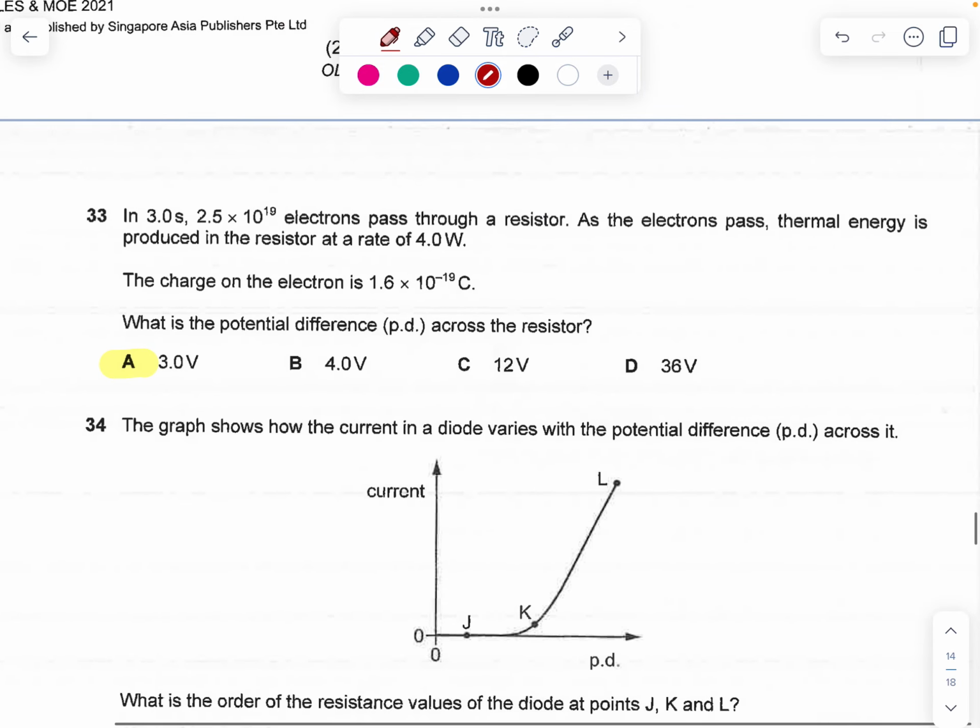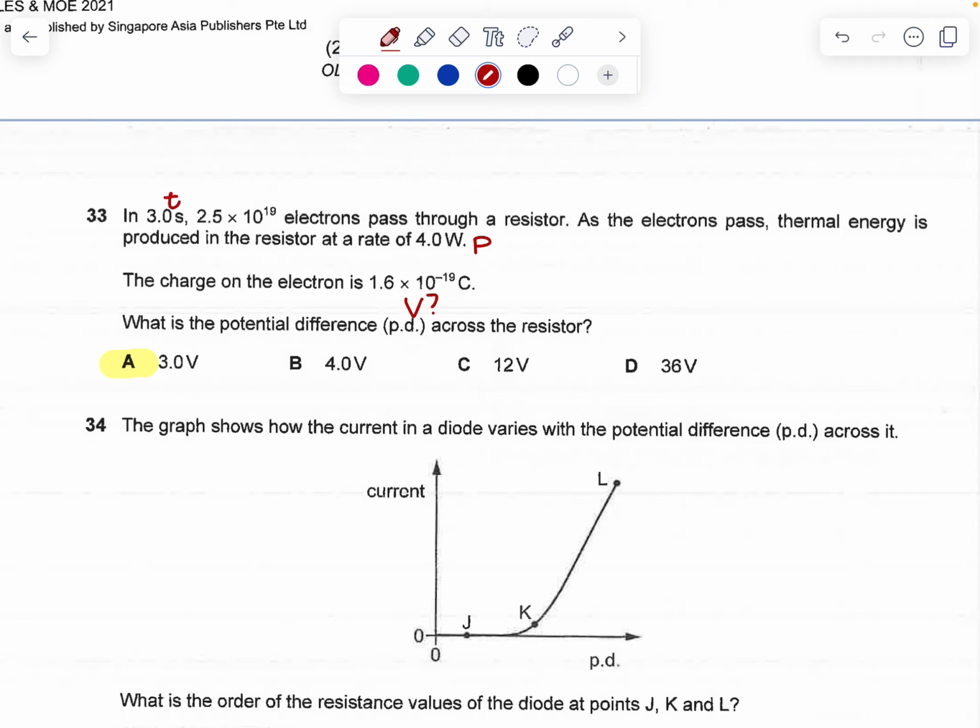Question 33. In 3 seconds, this amount of electrons, 2.5 times 10 to the power 19 electrons, passes through a resistor. The thermal energy is produced at a rate of 4.0 watts. The charge on the electron is 1.6 times 10 to the power negative 19 coulomb. What is the PD?